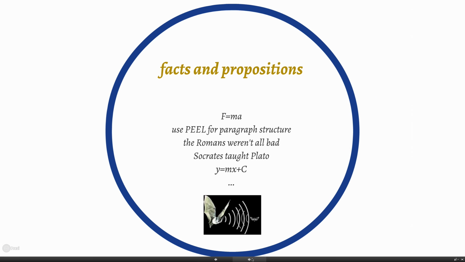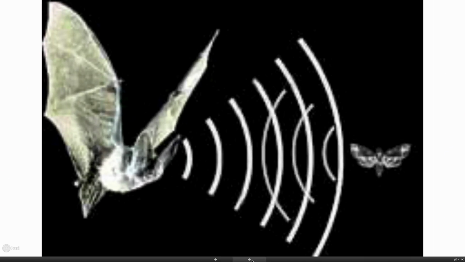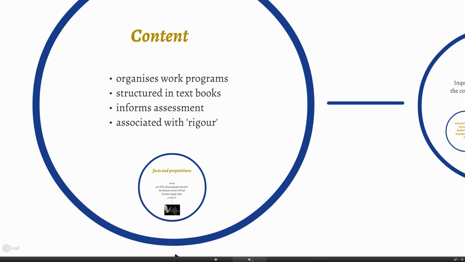So by content, we generally mean things like facts and propositions. There's also some procedural stuff, but facts and propositions from all subjects, F equals MA, use PEEL for paragraph structure. These are all things to know. So these are authorised propositions, if you like, that we send into the classroom. And it results in what I was calling teaching by echolocation. You send out these strings of propositions and wait to hear them back, and that tells you that you've got some positive results from students.